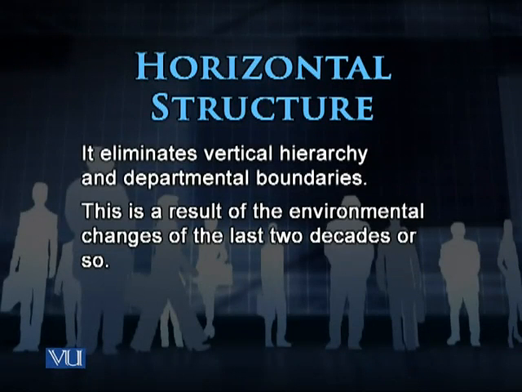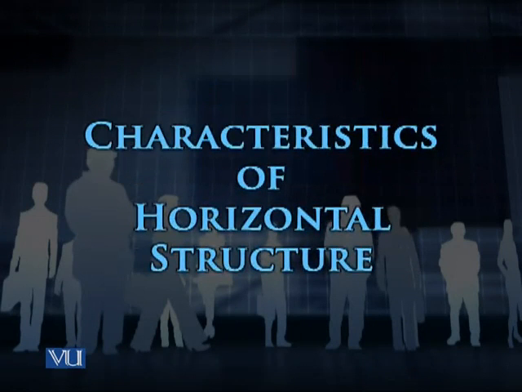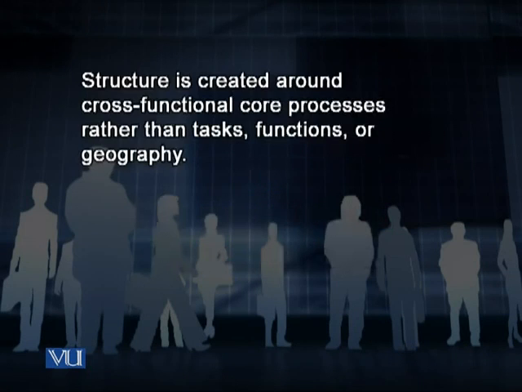So in brief, horizontal structure is the result of environmental changes which have been happening around us for the last 20 to 25 years. Now, there are certain characteristics of horizontal structure. We have already discussed the basis of horizontal structure. Structure here is created around cross-functional core processes rather than tasks, that we have already discussed, that here the focus is not tasks or functions or geography, but the focus is core processes, and people are taken from various departments or cross-functional teams are prepared for those core processes.